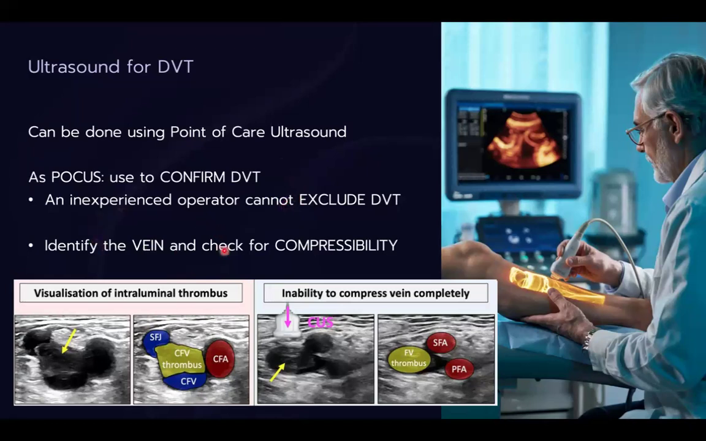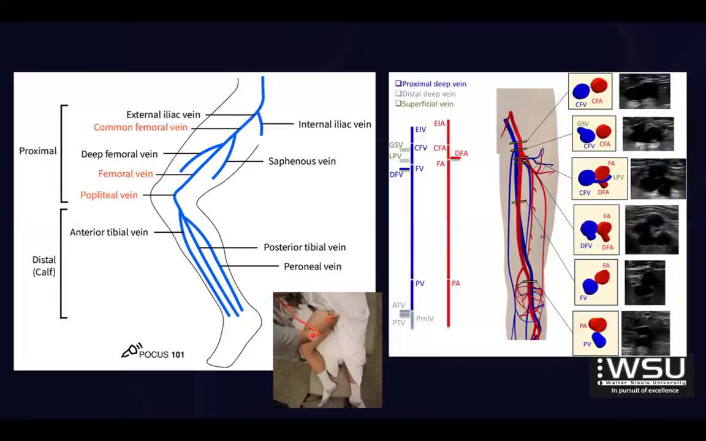And the principle is simple. If you're lucky, you might actually see the thrombus. This is a picture where you see the thrombus. But in most cases, you only need to identify where the artery is. This is a cross-section through that artery, and this is where the vein is. Then you see if you're able to compress that vein. If there are no blockages in that vein, the vein will flatten quite nicely when you press on it. So this is a skill that's quite easy to learn.